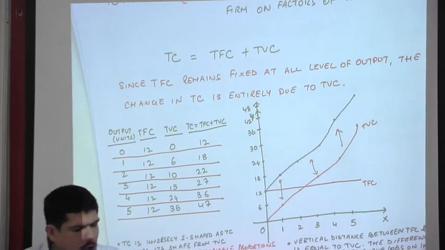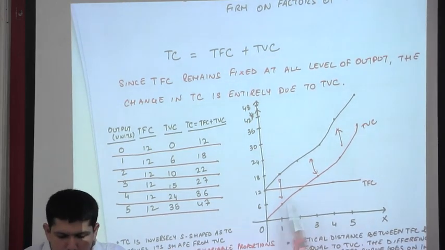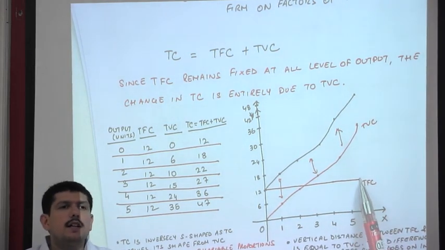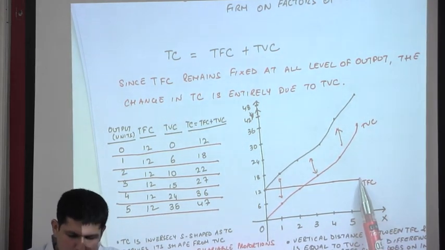So when we plot this on a graph, we see that our total fixed cost is a horizontal straight line parallel to the x-axis, because at all levels of output it remains constant.